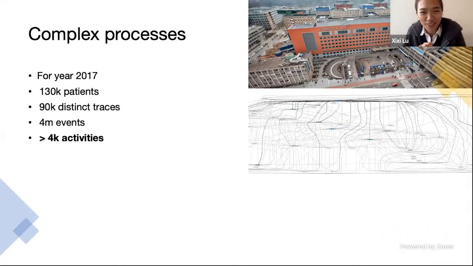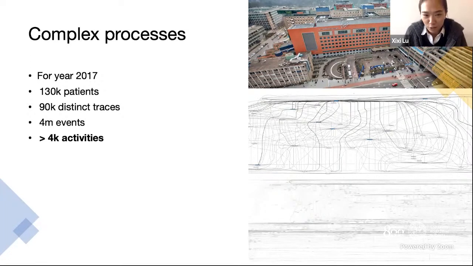And I would like to thank you, Sander and Wil, for this very nice introduction to the problem. So thank you. Now I will dive into the complex processes we encounter in reality. Last year we presented this case study where we found this spaghetti monster in one of the hospitals we collaborate with. For this 1 year, we had about 130,000 different patients, 90,000 different traces, 4 million events. But what's most important is there are 4,000 different activities. So 4,000 distinct activities. So we discovered a huge model.